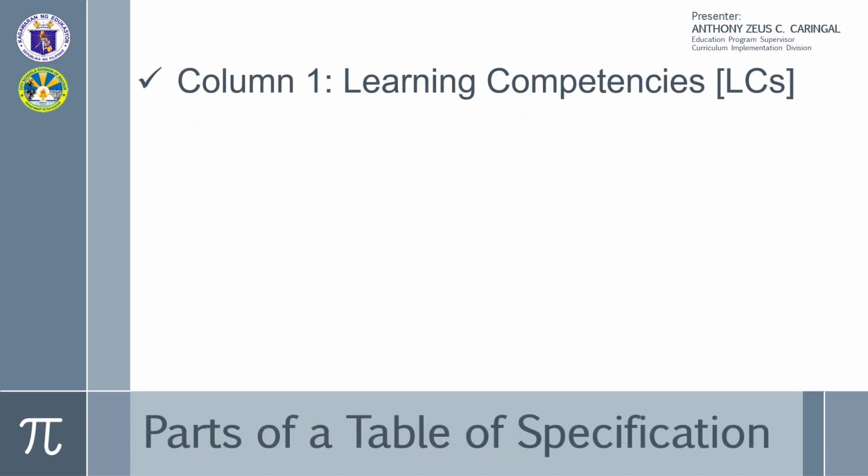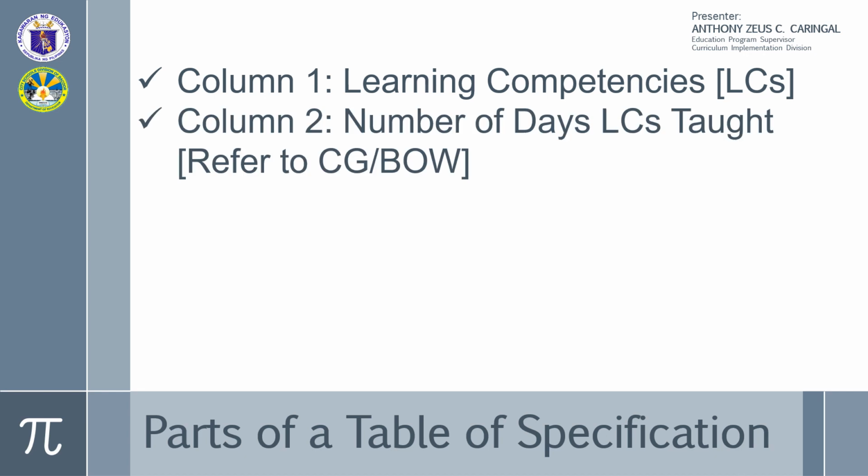Okay, for column one, we have the learning competencies. We can, of course, copy this from the BAO, from the curriculum guide. So, of course, you have to follow them. That's it. That's column one.